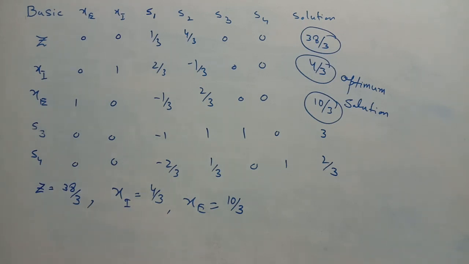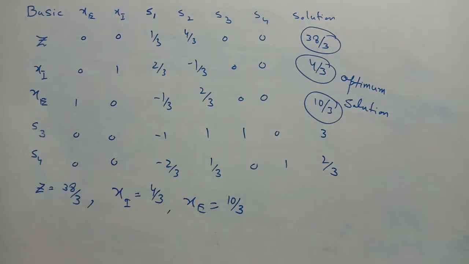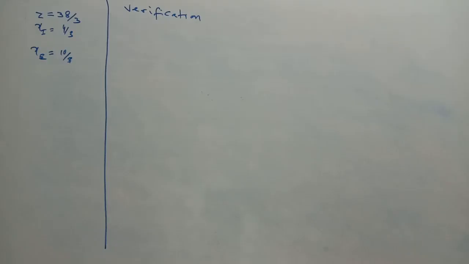So now keep these values with yourself: z is equal to 38 over 3, xi is equal to 4 over 3, xe equals 10 over 3. Let's perform the verification, justifying our solution, whether this is right or wrong. So we are just going through the verification process. So here is the process. I have just written z is equal to 38 over 3, xi is equal to 4 over 3, xe is equal to 10 over 3.